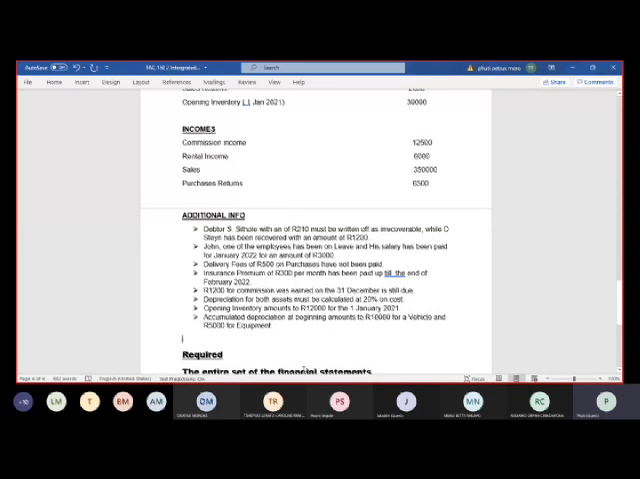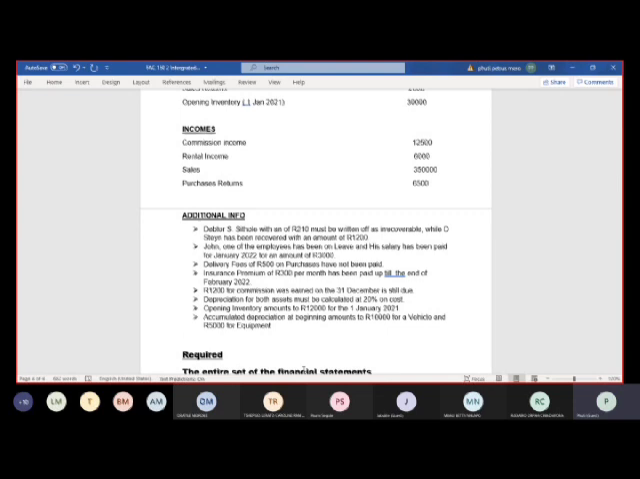Let's look at the additional information. We are done with this, with number 2, which has been paid for the January. So we've got a delivery fee of 500 rand on purchases that have not been paid. That one, I think it goes on trade payables on the statement of financial position. Trade and other payables. Yes. Okay, that's okay.